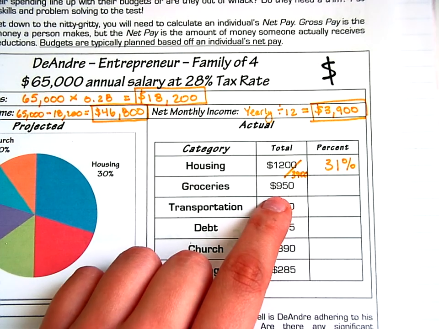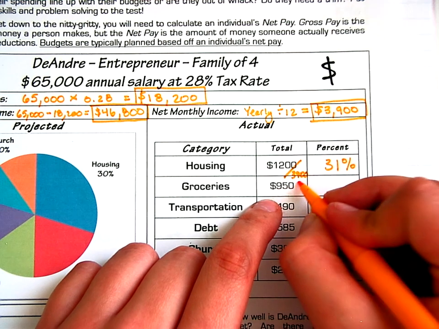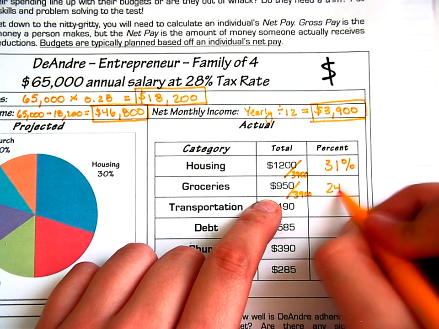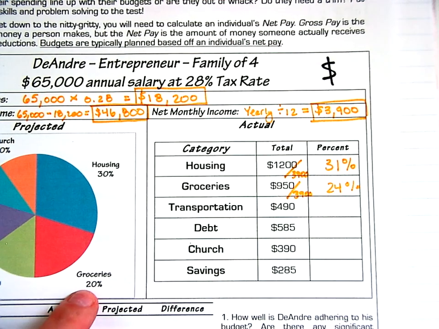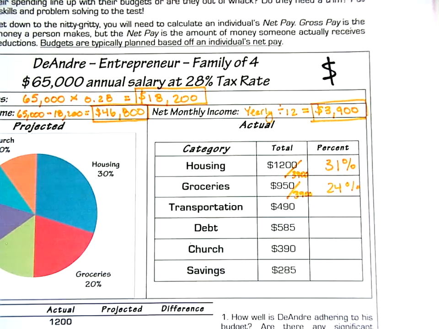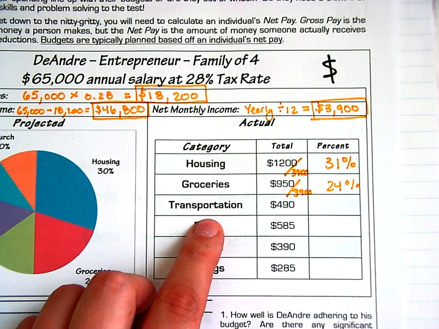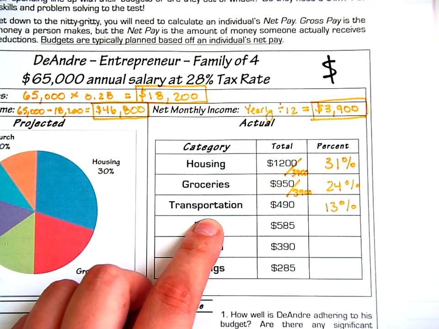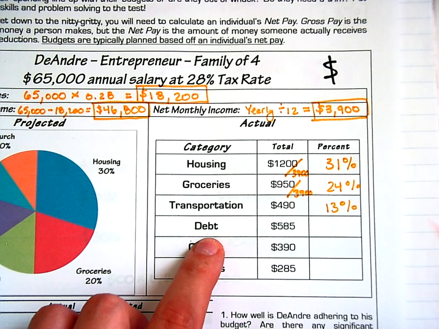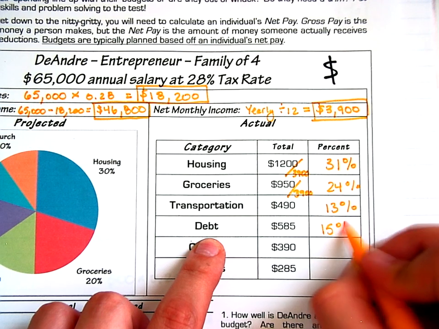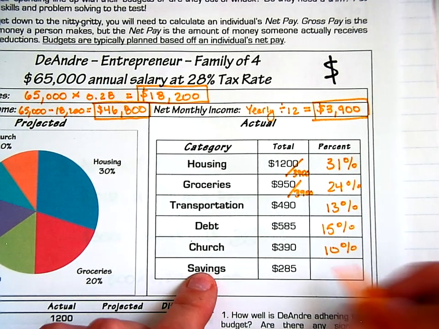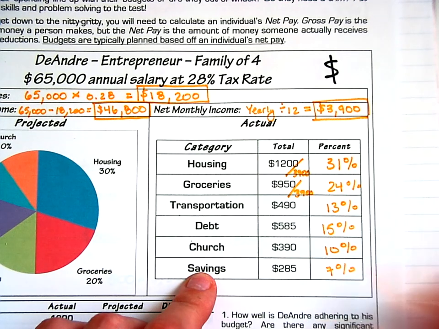Next one, groceries. If he spends $950, again, divide it by the total, and that will give me 24%. He planned on spending 20%, so he spent a little more on groceries than he planned. Transportation, $490 divided by 3,900, that gives me 13%. Debt, he's going to end up paying 15%. Church, he spent 10%. And savings ended up being 7%.